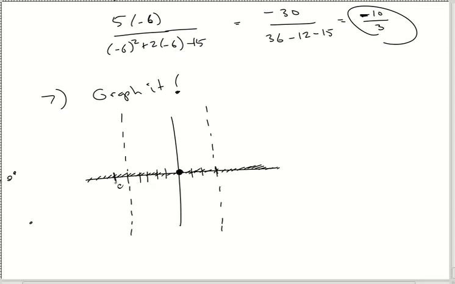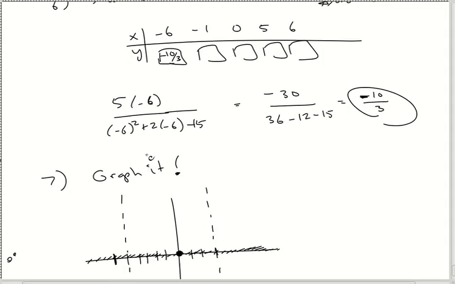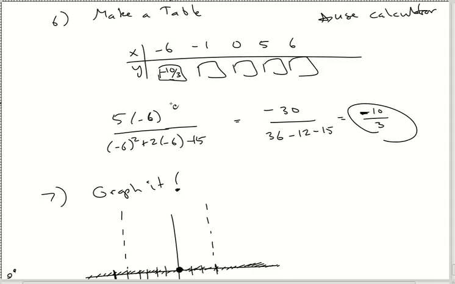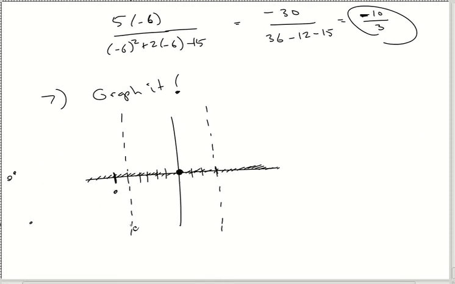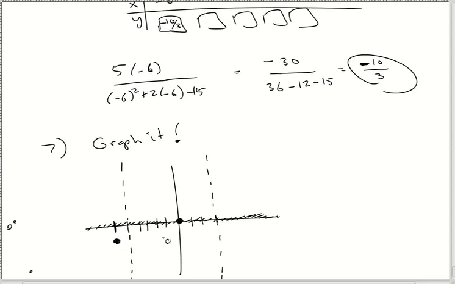Negative 6 is right over here, isn't it? Because that's negative 5. Negative 6, negative 10 thirds. I don't really know where negative 10 thirds is, but it's negative, so it's going to be down here somewhere. So there's another point, and all of these could be points that you would plot here as well. Now, I'm too lazy to do it, of course.